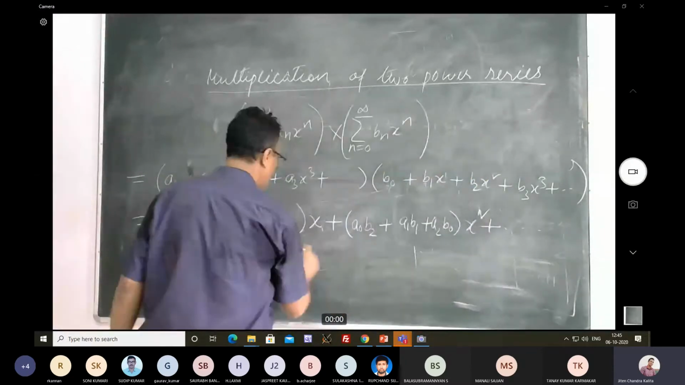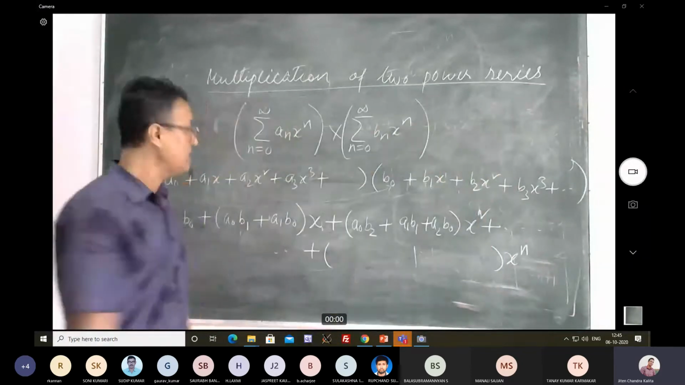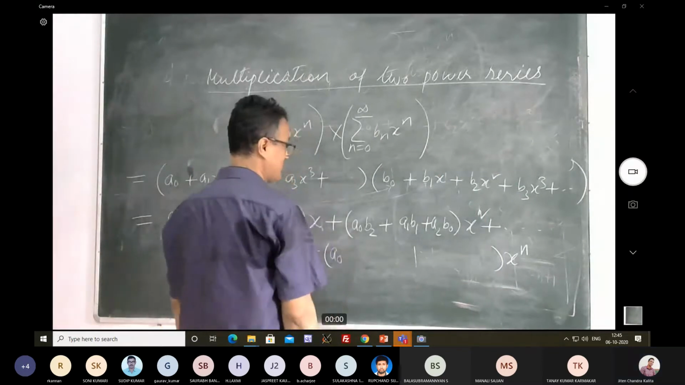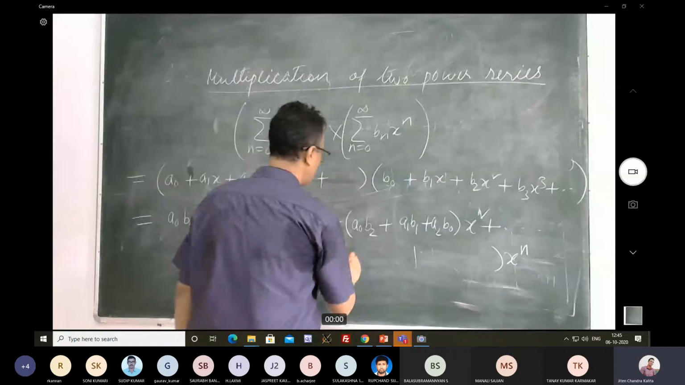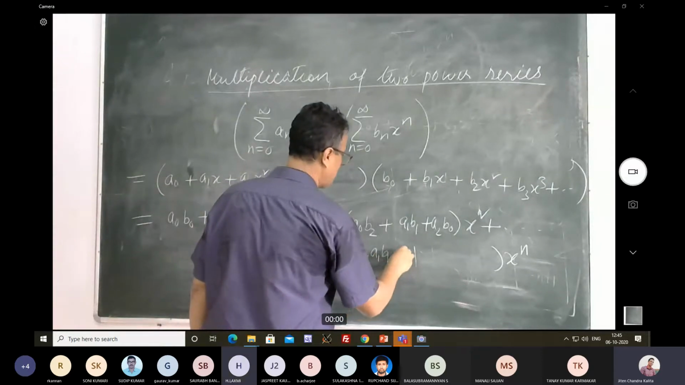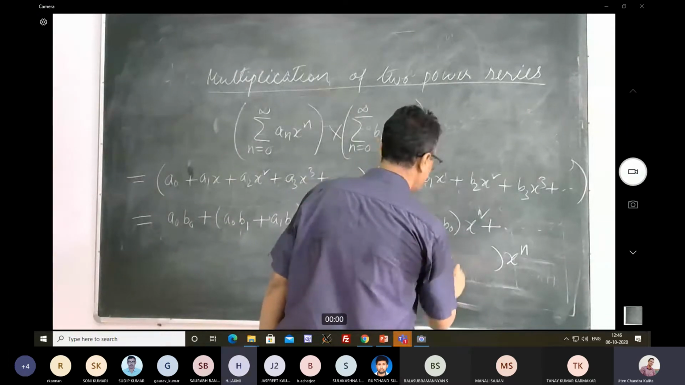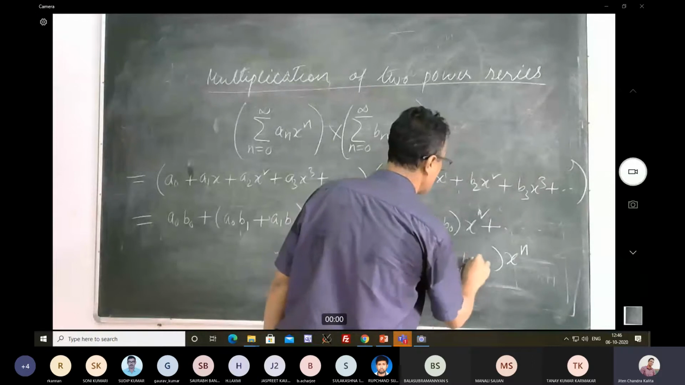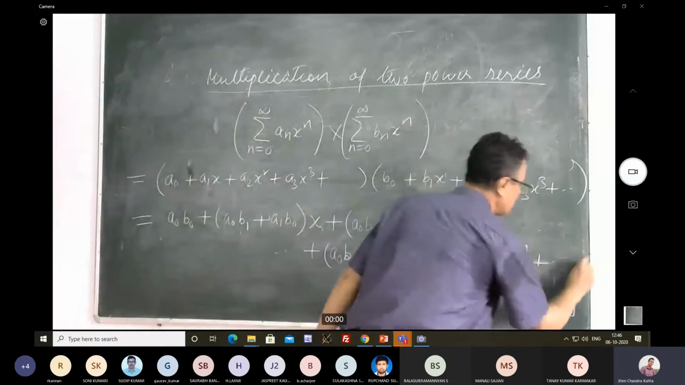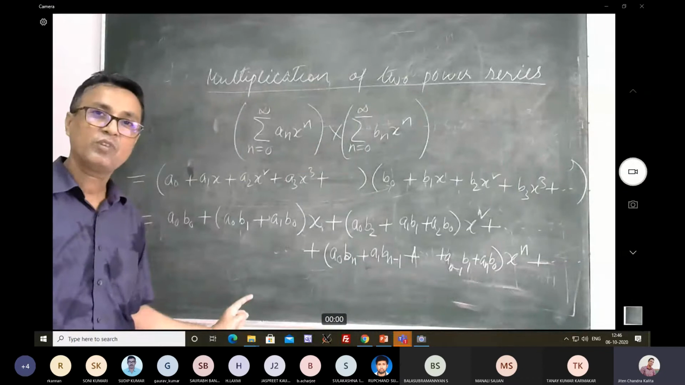So that gives you an idea that for x to the power n, what am I going to have? You tell me. a0 bn plus a1 b(n minus 1). In this way, finally I am going to get a(n minus 1) b1 plus an b0. Is it okay? Everyone is comfortable? Fine.